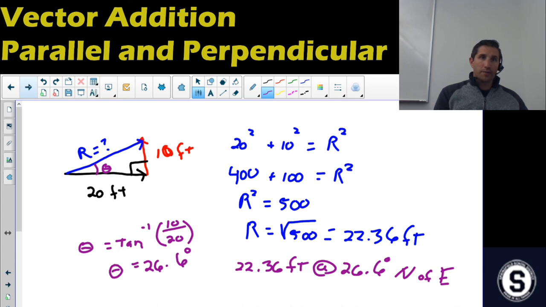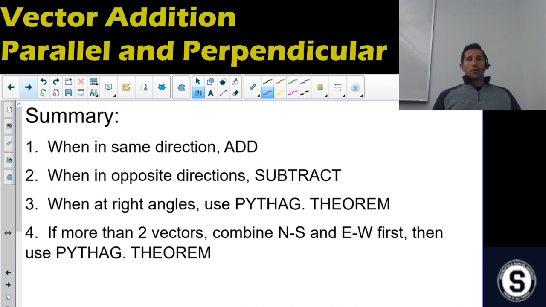So to summarize, if you have two vectors that are in the same direction, what you're going to do is just add them together. If they're in opposite directions, then you subtract. And when they're at right angles, you're going to use the Pythagorean theorem and inverse tangent. I should probably add that in there.